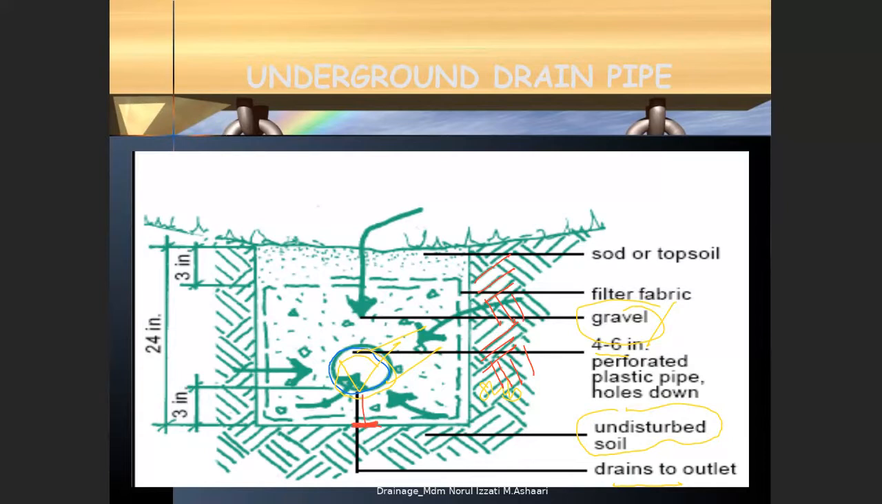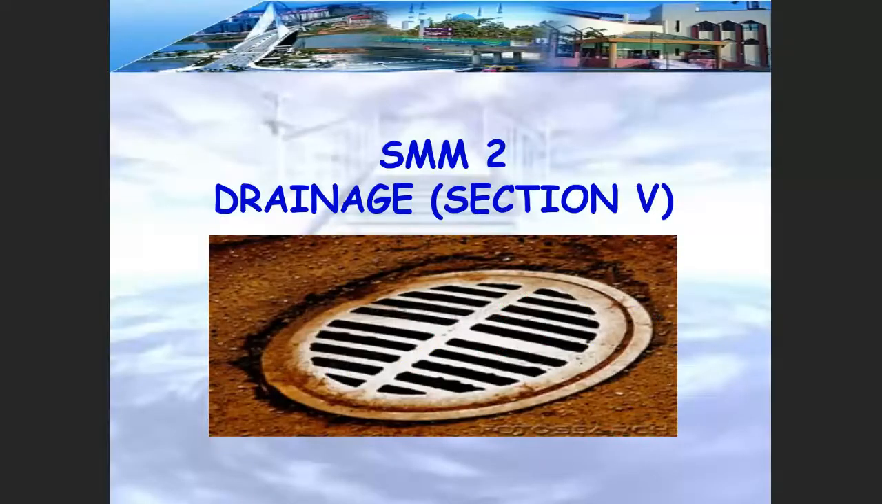Okay, because you should know that this is undisturbed soil or subsoil. So this is the line where we have to stop our level of excavation. And this is an example of the information in inch, but we'll look at this one in detail later, including the drawing.